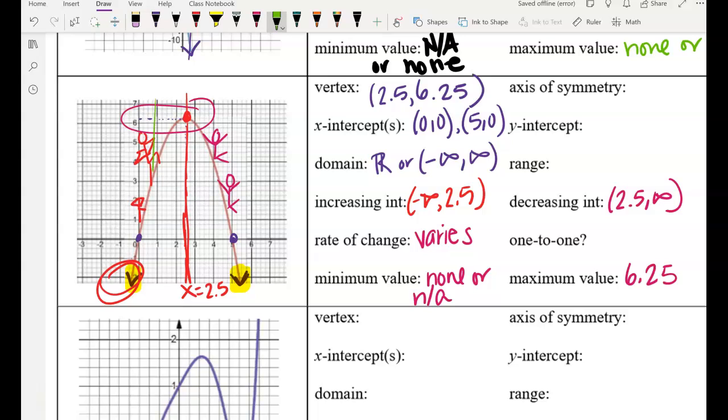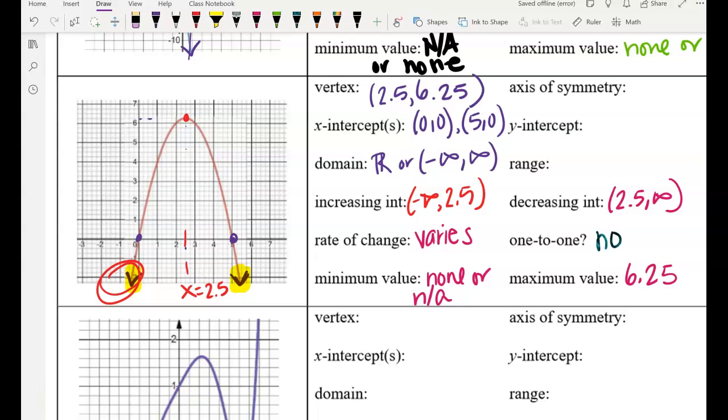One-to-one, let's check to see if it's a function first. A function meaning that does it pass the vertical line test? Yes, it does, right? It doesn't matter how many vertical line tests we draw in, it only crosses over once. Now, does it pass the horizontal line test? Each horizontal line test we make, it's crossing over twice, so it does not pass the horizontal line test, so it's not going to be a one-to-one.